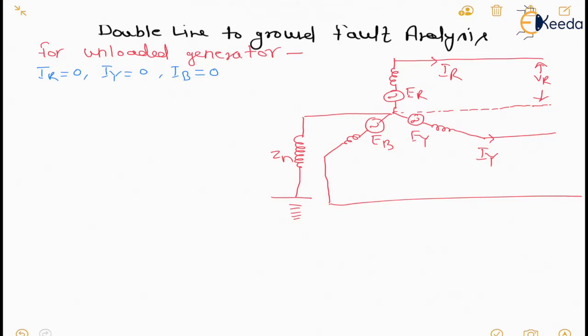Guys, if our generator is at no load and we have taken the assumption that ER, EY and EB values will be symmetrical. If the generator is running at no load, this will be your zero voltage. So directly you can see from here the value of VR will be ER because there will be no drop in this impedance. So directly I can write VR is equal to ER.